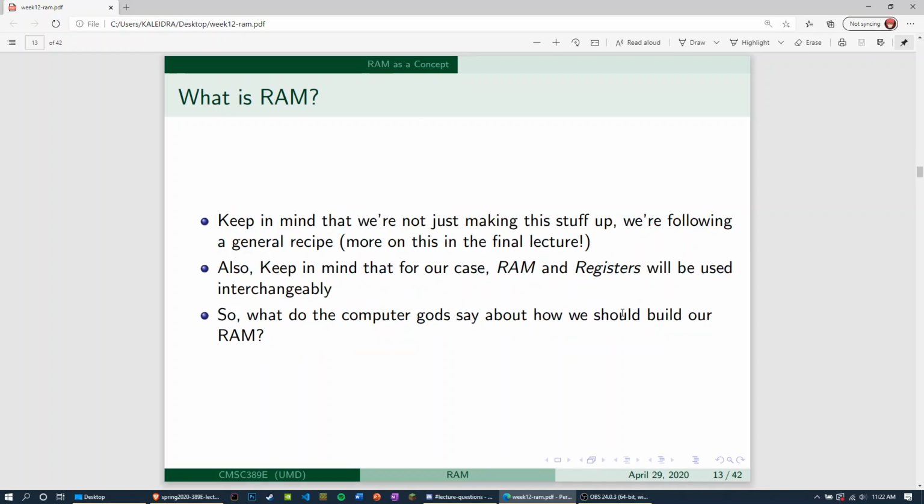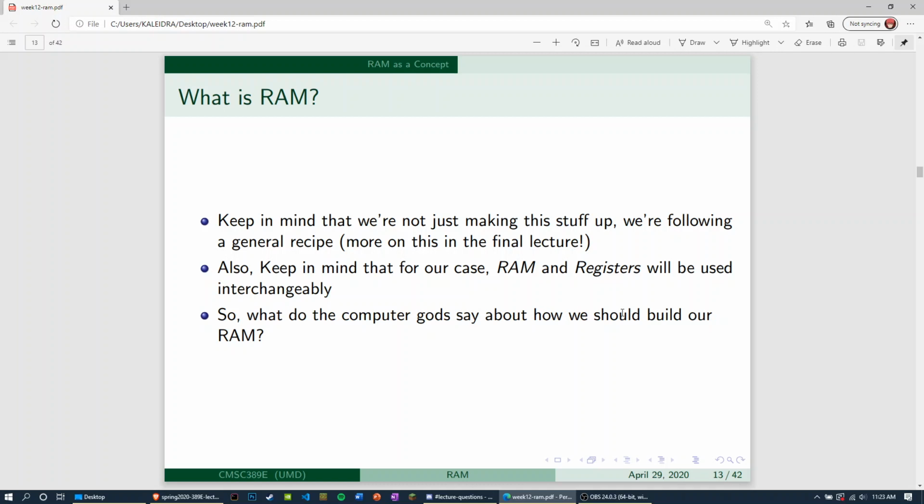Okay. But let's keep in mind that we're not actually just making this stuff up. We're following a general recipe for a computer, right? We'll talk about this in the final lecture, but probably we'll just throw bits and bobs out there as we do office hours with everybody and get them towards building the final project. In our case, RAM and registers will be used interchangeably, right? That's the most important thing about this lecture. You kind of know comp arc already. You'll think of RAM as one thing, but here we're just going to think of RAM as our registers, right? Volatile memory that we can access quickly, as opposed to read-only memory. So, bending the definition a little, but it is a one-credit class.